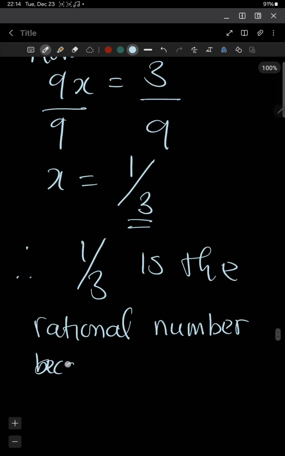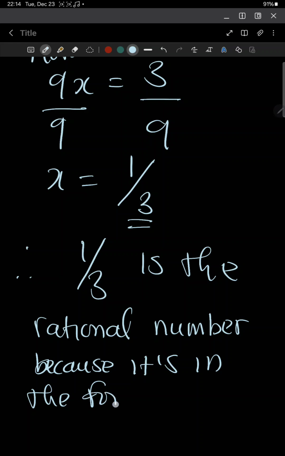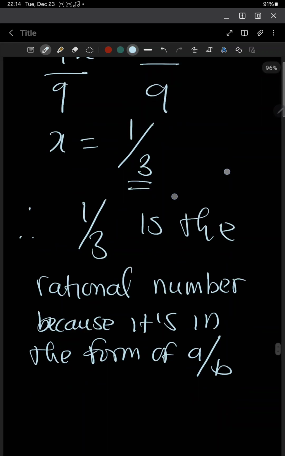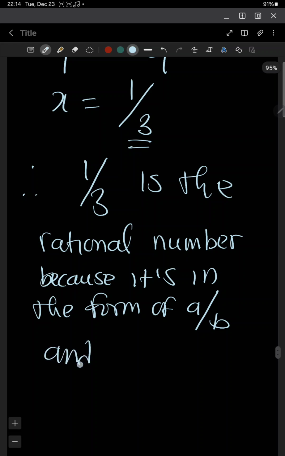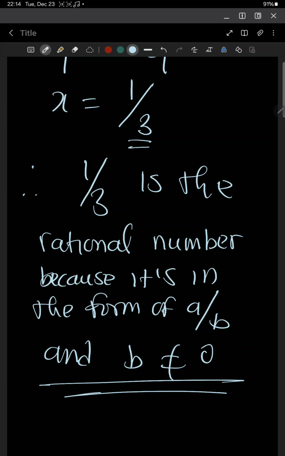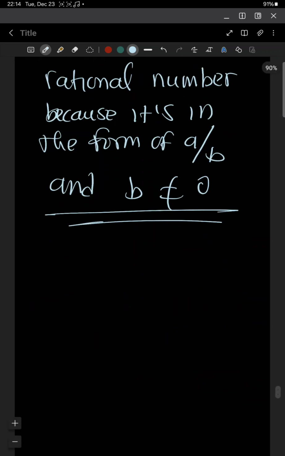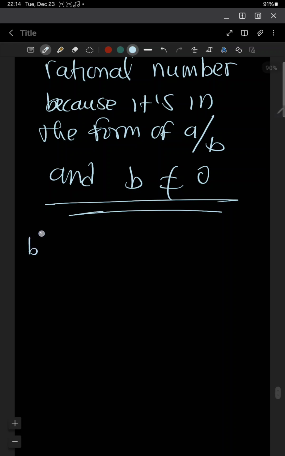Because it is in the form of a over b, and b is not equal to 0. That's all. So take note of that. Very simple. Follow all the steps, step by step. Let us proceed to our question B.